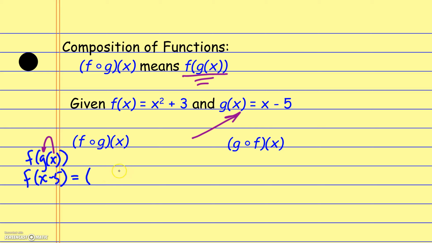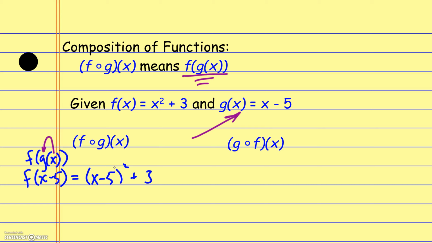So remember, the f function was x squared plus 3. If that was f of 2, I'd plug a 2 in and do 2 squared plus 3. If it was f of negative 10, I would do negative 10 squared plus 3. But since it's f of x minus 5, I plug in x minus 5 in here, and I do x minus 5 squared plus 3. Okay, so I'm essentially substituting in.